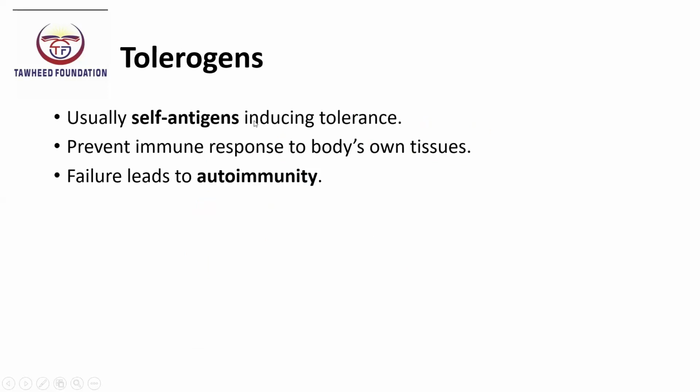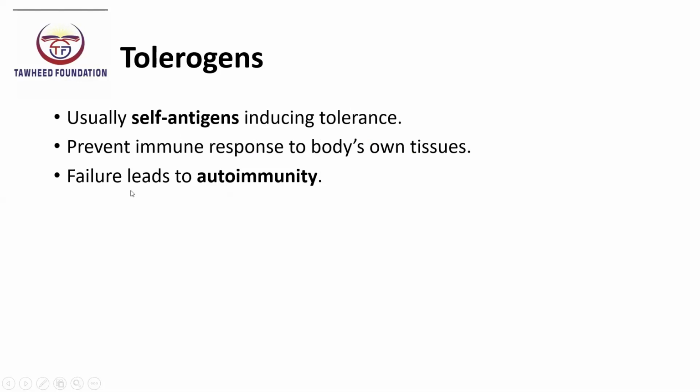Next is tolerance. So tolerogens are antigens that under normal physiological conditions do not provoke an immune response but instead induce immune unresponsiveness. So most tolerogens are self antigens during the development of the immune system. Particularly in early life, the body learns to tolerate its own molecules. This process is called immunotolerance and ensures that the immune system does not attack self tissues.